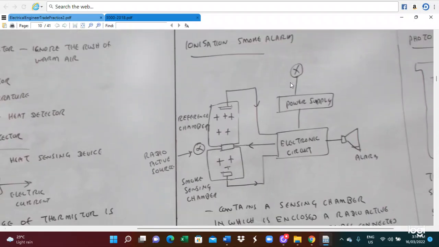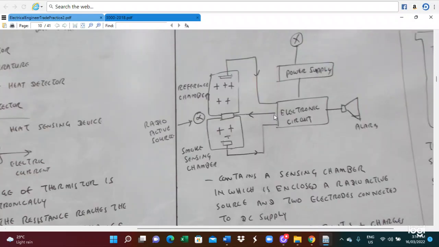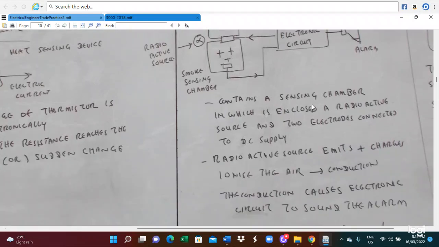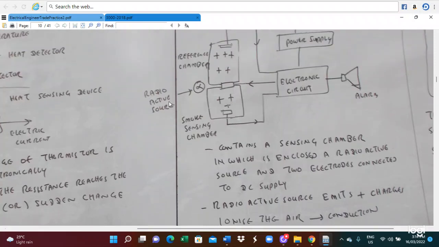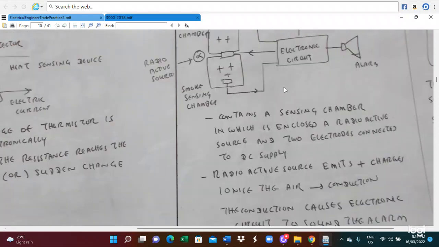Here is a connection diagram of the ionization smoke alarm system. This is for the cathode and anode. When smoke comes in, the electrons flow from the anode to the cathode, and then an electric current is sent by the electronic circuit, and the alarm will sound. They are supplied by the power supply. It includes a smoke sensing chamber, a reference chamber, and a radioactive source.